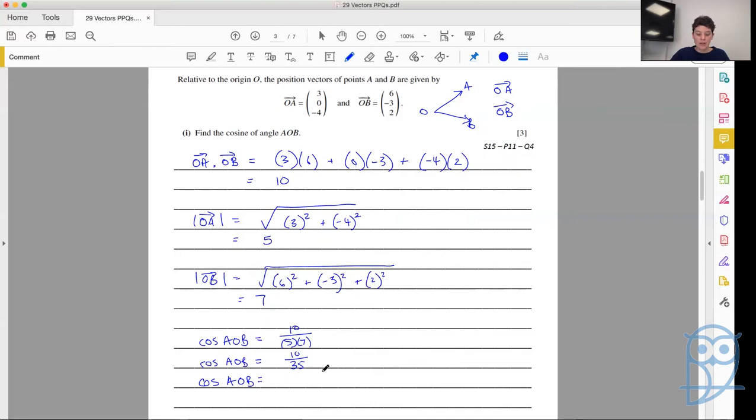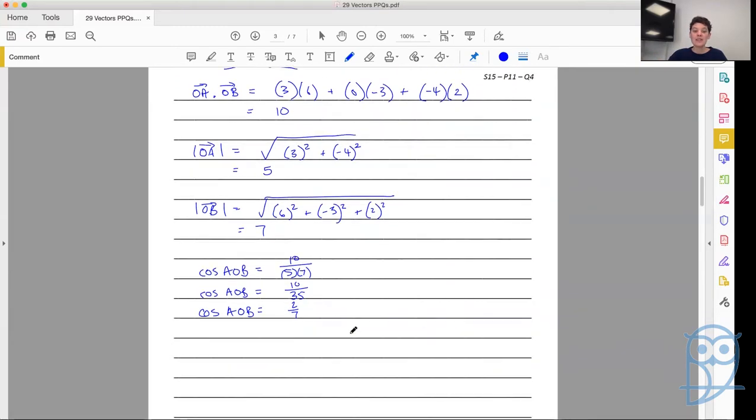10 over 35 is the same as 2 over 7, and they only asked us for the cosine of angle AOB. They didn't ask us for angle AOB. So if you then went and did a cos to the minus 1, you've got a problem and you've lost marks because you didn't answer the question. The question asked for cosine of angle AOB, so we stop at cos AOB equals 2 over 7.